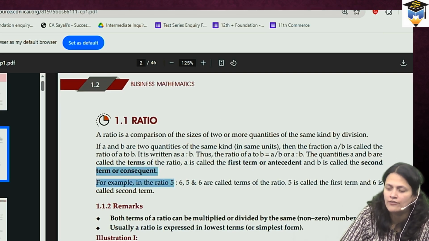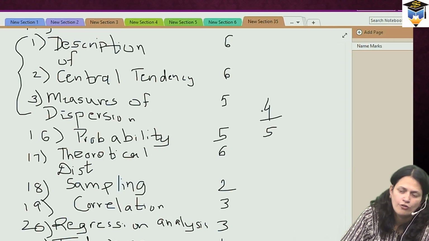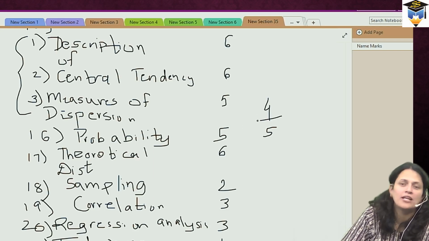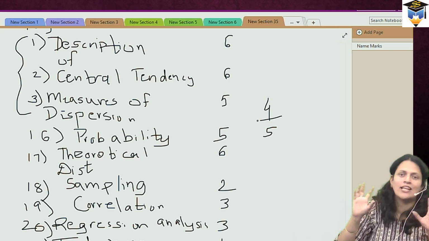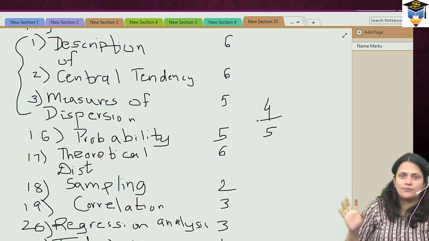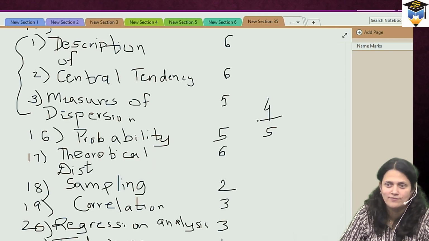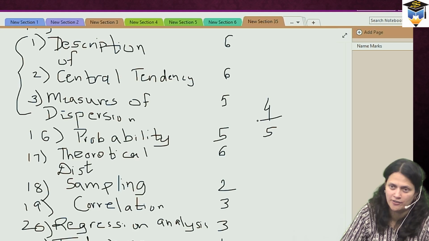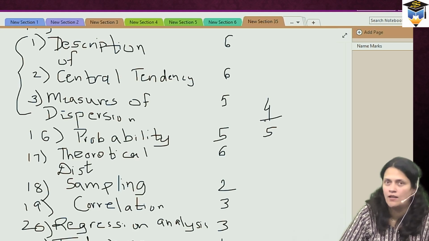If I give the ratio 4:5, what is the meaning of that? 4 is going to be our antecedent and 5 will be our consequent. Understood? So we have done a bit of ratio up till now. You came a bit late, both of you. Tomorrow come on time so that you will understand it much better. Okay? I think we'll stop here for today. Bye-bye.